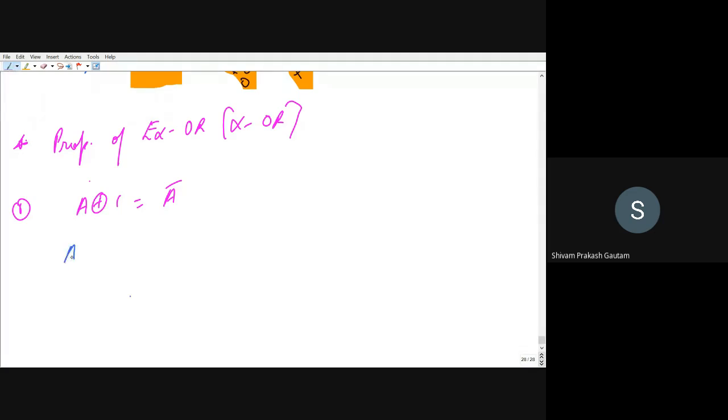So A XOR with 1 will be equal to, the formula is, suppose A XOR with B. The formula of XOR is A B bar plus A bar B. This is the formula. Okay. Bar means complement of that function, right? So here we can write A 1 bar plus A bar 1. The complement of 1 is 0. So anything multiplied by 0 will be 0. So the only thing we will be having is A bar, right?